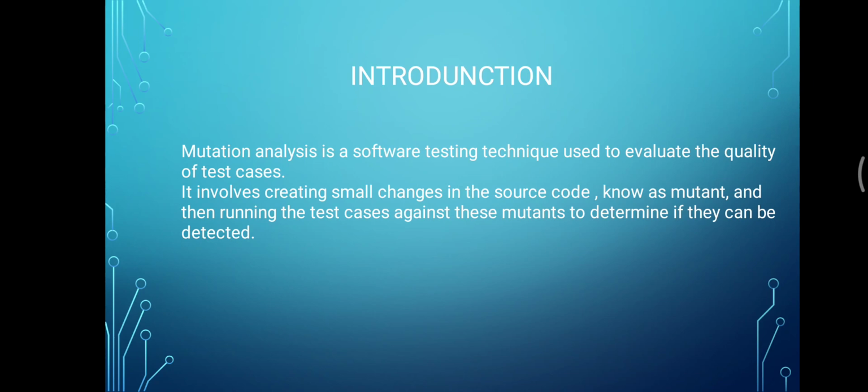So let us discuss what mutation analysis is. Mutation analysis is a software testing technique used to evaluate the quality of the test cases. It involves creating small changes in the source code, known as mutants, and then running the test cases against these mutants to determine if they can be detected. When a fault happens, this fault is a cause for an error. Those faults can be overcome or changed in the source code, and that is known as a mutant, and those cases are detected and run successfully here. That is in the mutation.